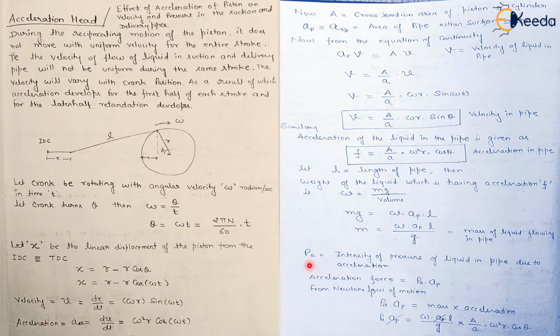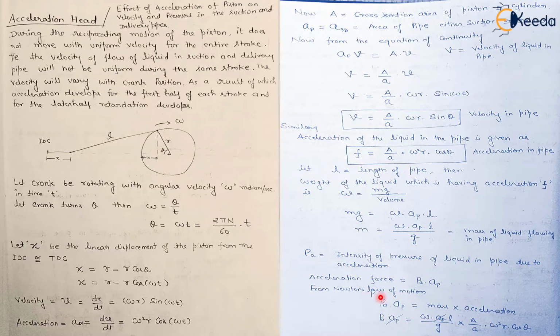Now what is the pressure? Intensity of pressure of liquid in pipe due to acceleration. This is the acceleration force, p a into a p. Now this acceleration force, as per Newton's law of motion, will be equal to mass into acceleration. Basically we have calculated the acceleration. Now I am going to calculate the acceleration head. What will be the pressure head due to acceleration? In this case I am calculating that one.